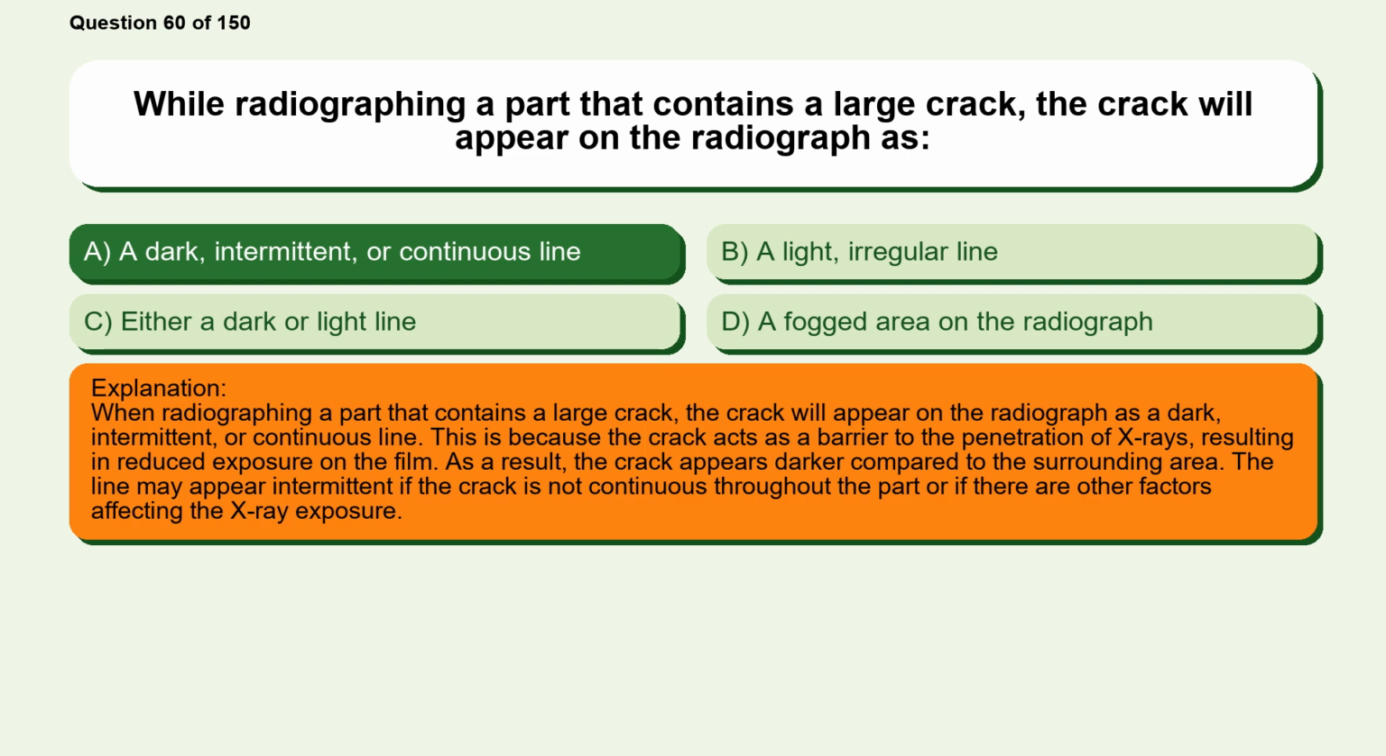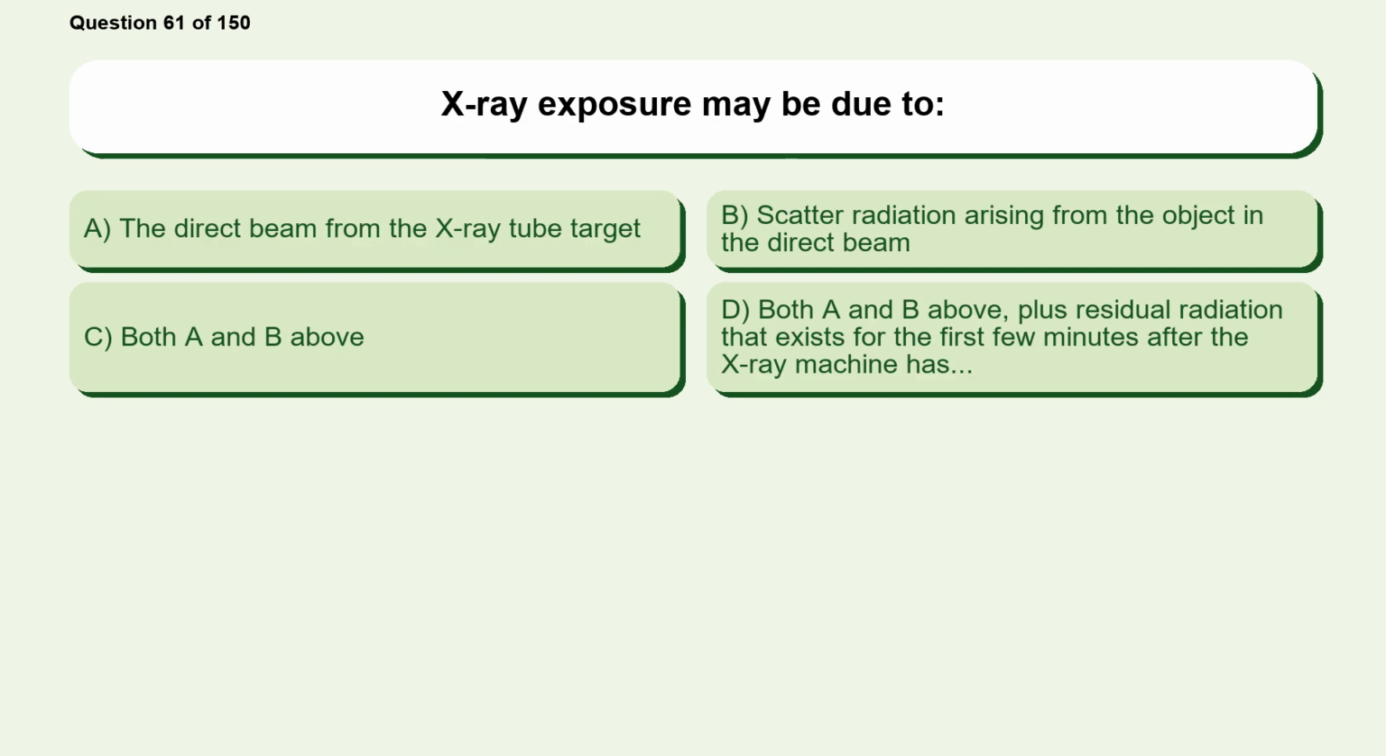When radiographing a part that contains a large crack, the crack will appear on the radiograph as a dark, intermittent, or continuous line. This is because the crack acts as a barrier to the penetration of X-rays, resulting in reduced exposure on the film. As a result, the crack appears darker compared to the surrounding area. The line may appear intermittent if the crack is not continuous throughout the part or if there are other factors affecting the X-ray exposure.